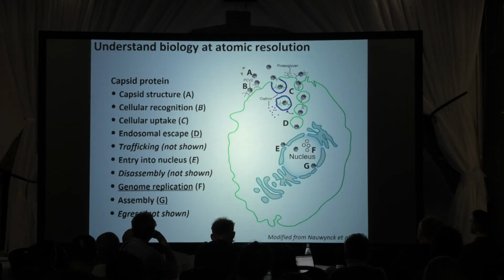So what we're interested in is understanding the entire life cycle at atomic resolution. This involves everything from the capsid structure, cellular attachment, entry, trafficking to the nucleus, delivery of the genome into the nucleus, because it's a single-stranded DNA virus, so it requires the machinery of the nucleus, assembly, egress, and so forth. And we've made reasonable progress on a number of these steps, but today's talk will be on genome replication.